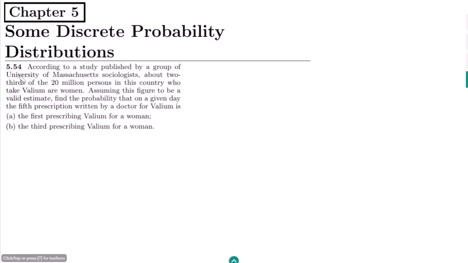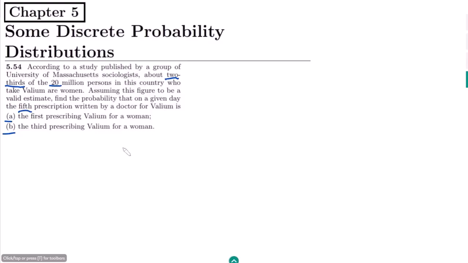Welcome back, guys. This is question 5.54, and the statement of this question is: according to a study published by a group of University of Massachusetts sociologists, about two-thirds of the 20 million persons in this country who take Valium are women. Assuming this figure to be a valid estimate, find the probability that on a given day the fifth prescription written by a doctor for Valium is A, the first prescribing Valium for a woman, and B, the third prescribing Valium for a woman.